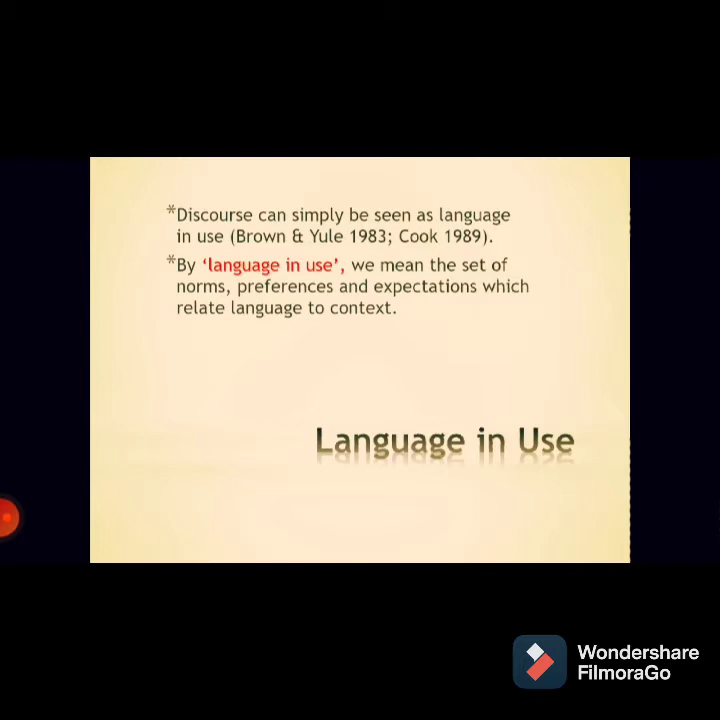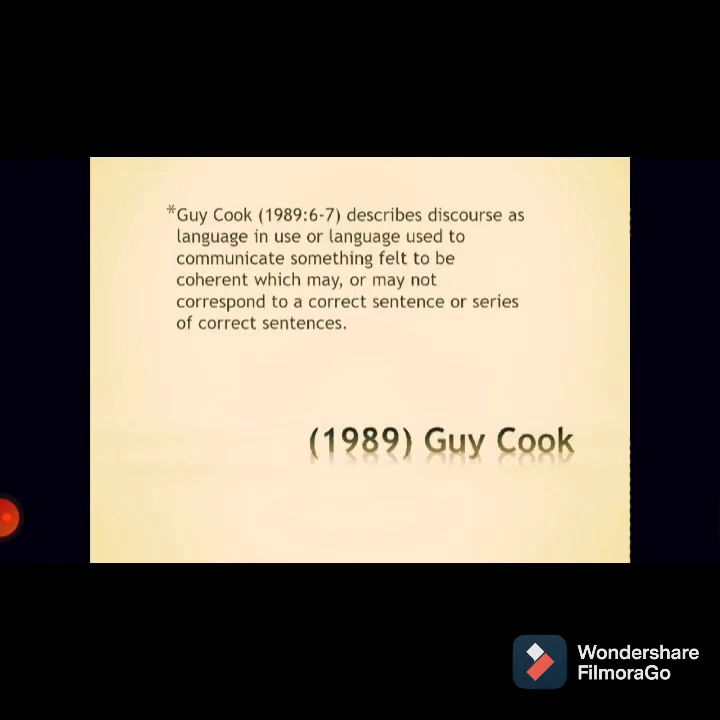Language in use. Discourse can simply be seen as language in use. Brown and Yule, 1983, Cook, 1989. By language in use, we mean the set of norms, preferences, and expectations which relate language to context. Guy Cook, 1989, describes discourse as language in use or language used to communicate something felt to be coherent, which may or may not correspond to a correct sentence or series of correct sentences.